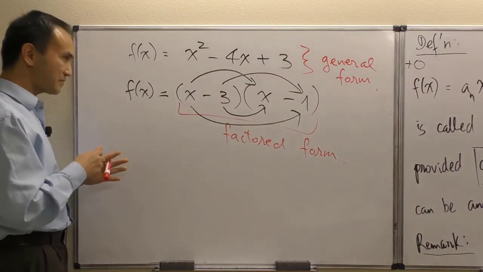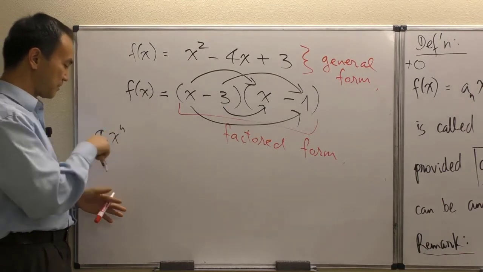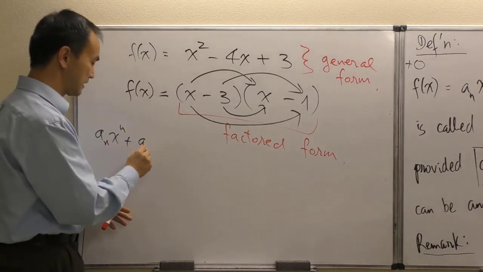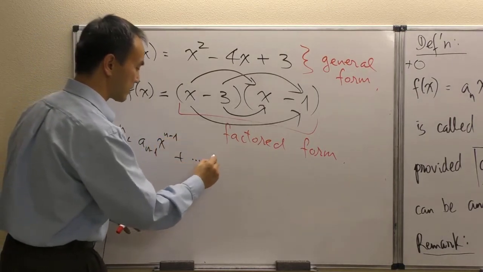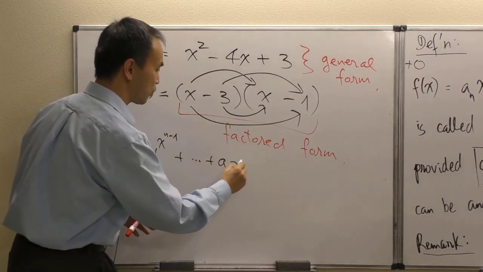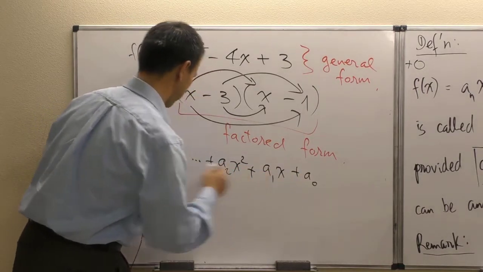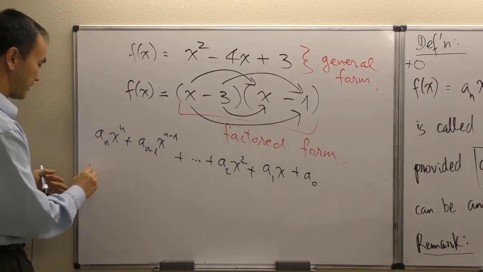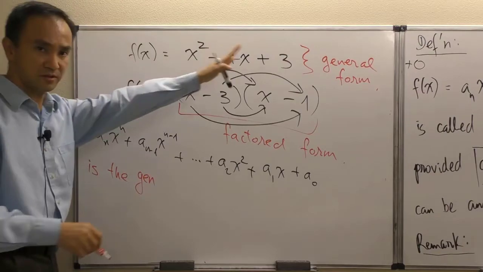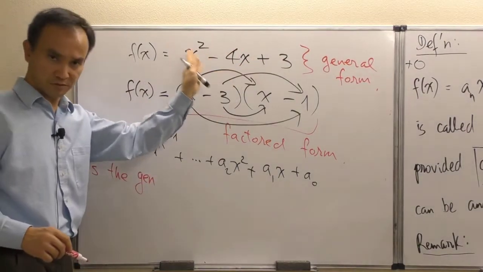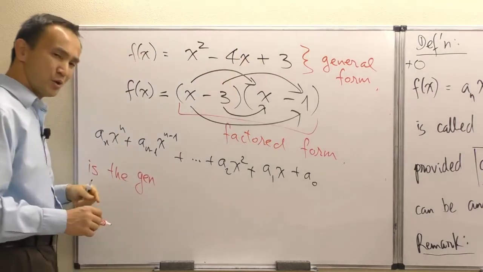So this a sub n x to the n plus a sub n minus 1 x to the n minus 1 plus etc. down to a2 x squared plus a1 x plus a sub 0. This form right here is called the general form. Okay? Just like how I was naming it right here for a degree 2 polynomial. This was the general form where we list down all the terms with the coefficients.